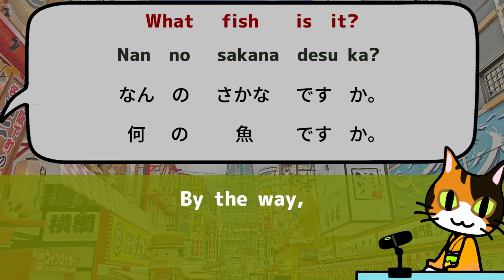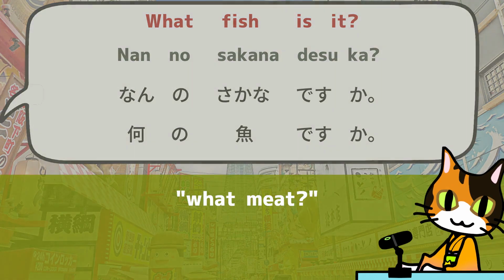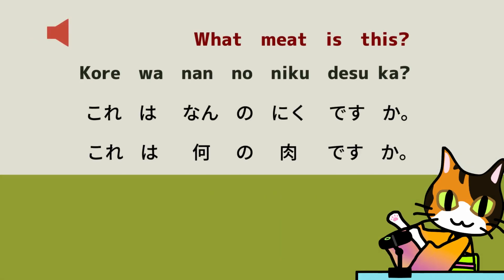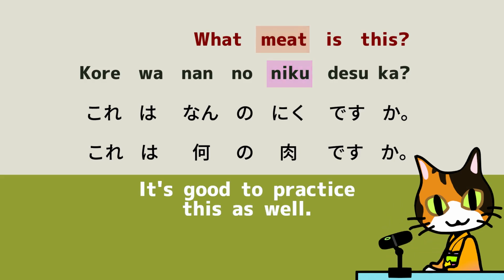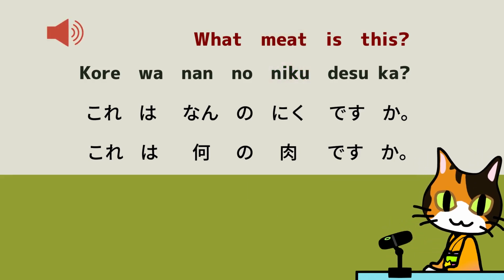By the way, if you want to ask, what meat, you would say this. これは何の肉ですか? Niku means meat. It's good to practice this as well. これは何の肉ですか?